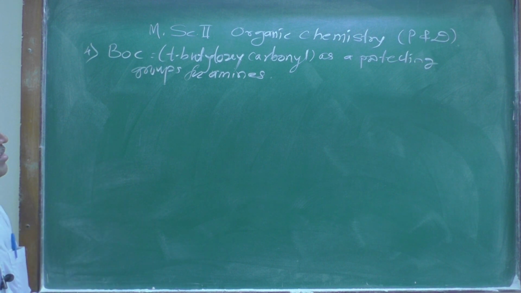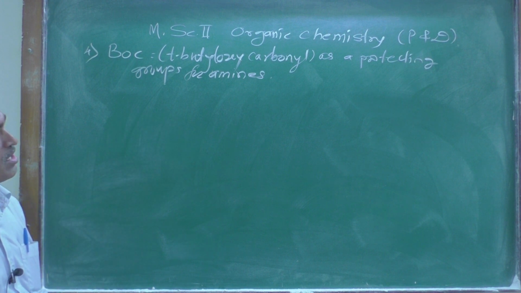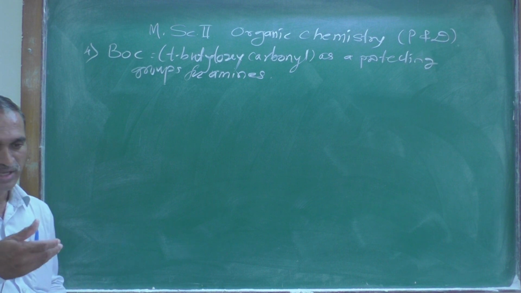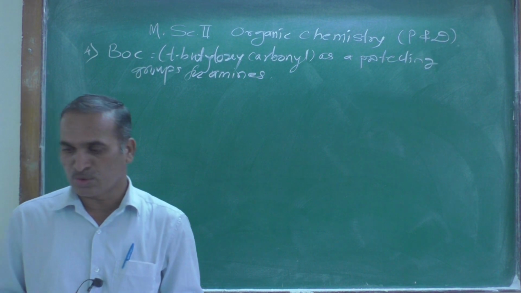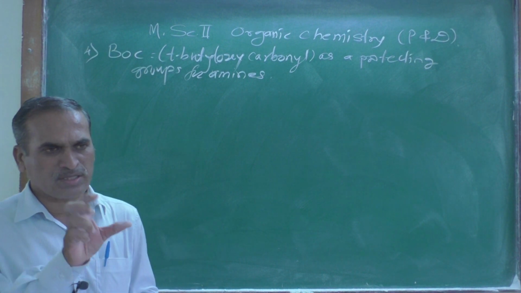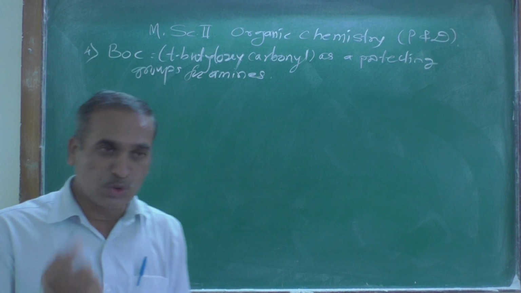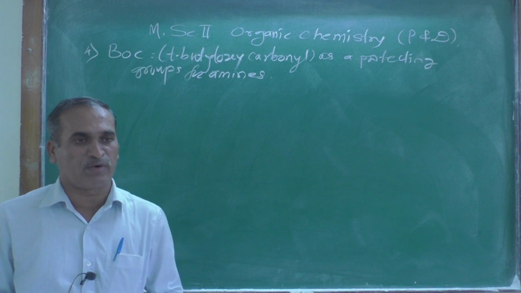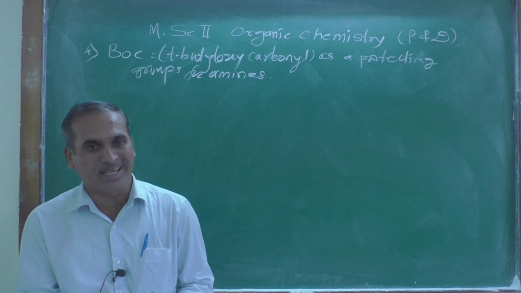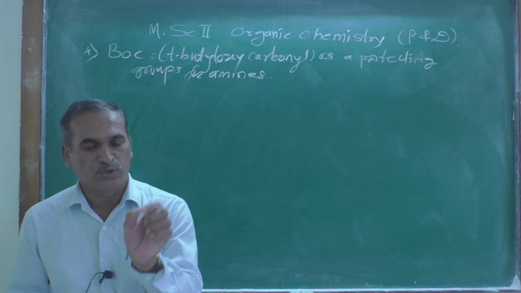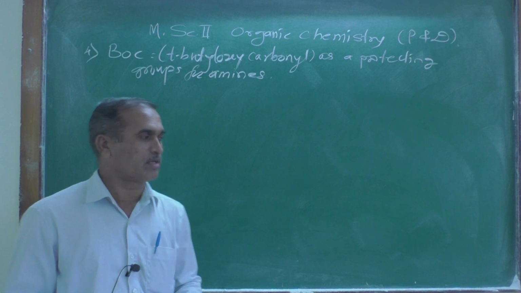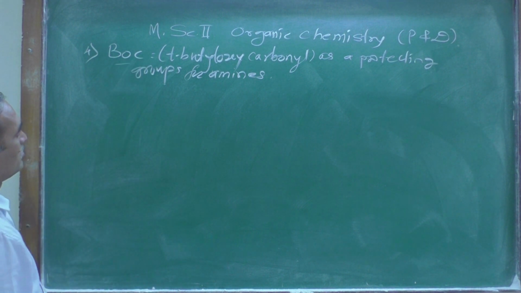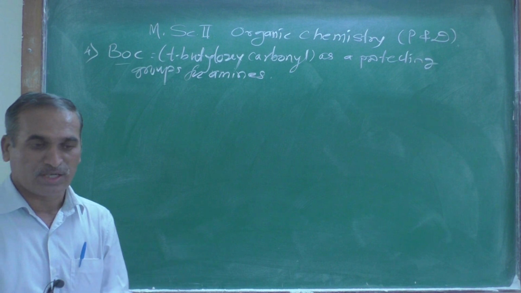Boc is nothing but tertiary butyloxycarbonyl, used as a protecting group for amines. Just now I told you that this is a bulky group, and due to the bulkiness, the reactivity of that particular functional group becomes less, and you will get the desired product. So let us see, the full form is already given here.